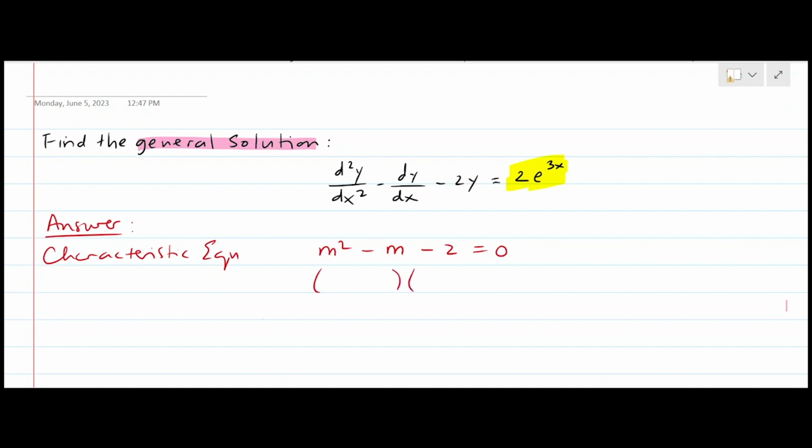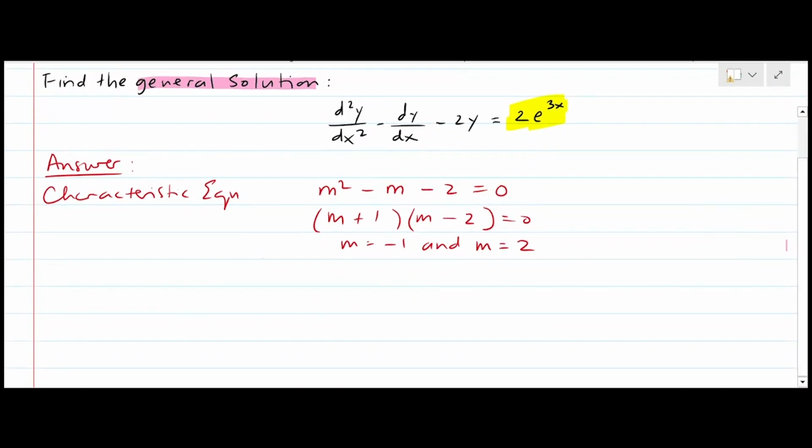With this one we will find the roots to be m plus 1 and m minus 2. So the roots are both real and distinct, therefore the solution will have the characteristic form of yc, the characteristic or complementary function, to be a times e to the power of negative x plus b, a constant, times e to the power of 2x.